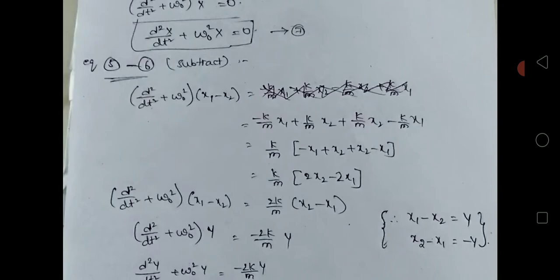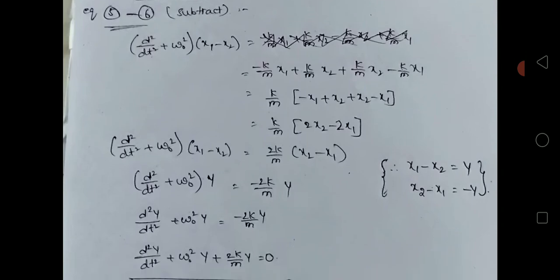Then k by m will be common here. Then minus x1 plus x2 plus x2 minus x1. Then the next line is k by m into 2x2 minus 2x1. d square by dt square plus omega naught square into x1 minus x2 is equal to, 2 will be common here, so I am taking 2 outside, 2k by m into x2 minus x1.